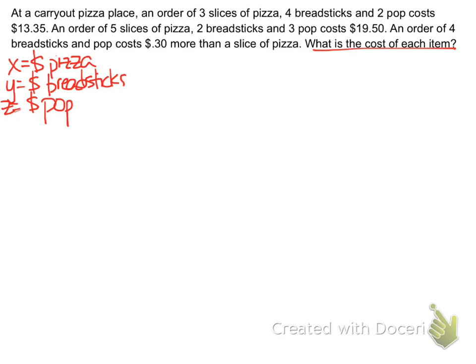Well, again, using the idea that we have a number of how many things we ordered and the price, we're going to use our familiar model of price times the number. So if I look at this, we have 3 slices of pizza, 4 breadsticks, and 2 pop, costing $13.35. So again, price times the number, 3 slices of pizza times the price of the pizza, which is x, plus 4 breadsticks times the price of the breadsticks, which is y, plus 2 pop times the price of the pop, which is z, gives us the total amount we're spending.